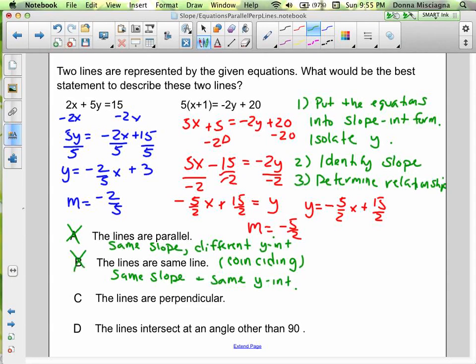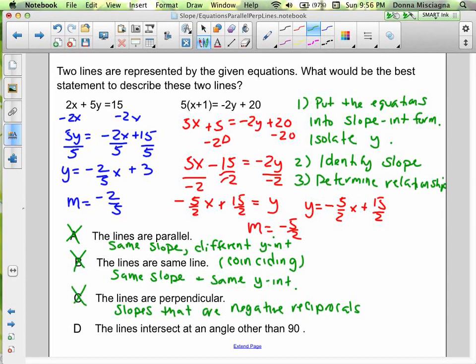Well, if they don't have the same slope, they're not going to be parallel or the same line. Are the lines perpendicular? We know that perpendicular lines have slopes that are negative reciprocals. Well, -2/5 and -5/2 are reciprocals, but is either one of those positive? No, not at all. Both negative. And if you wanted to check it, you can even graph it, and you'll see that they are definitely not perpendicular lines. They're just going to be our last choice.